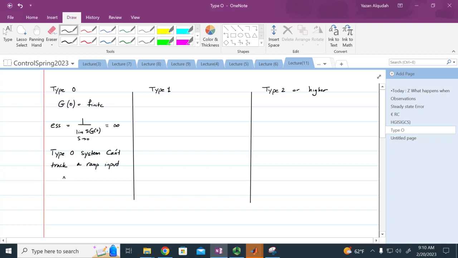And what that means, if I have a ramp at the input, this is my input, what is my output going to look like? Something like this. This is output. This is my input. And if I calculate the error, this error is going to go to infinity when t goes to infinity. This is going to keep growing bigger and bigger.